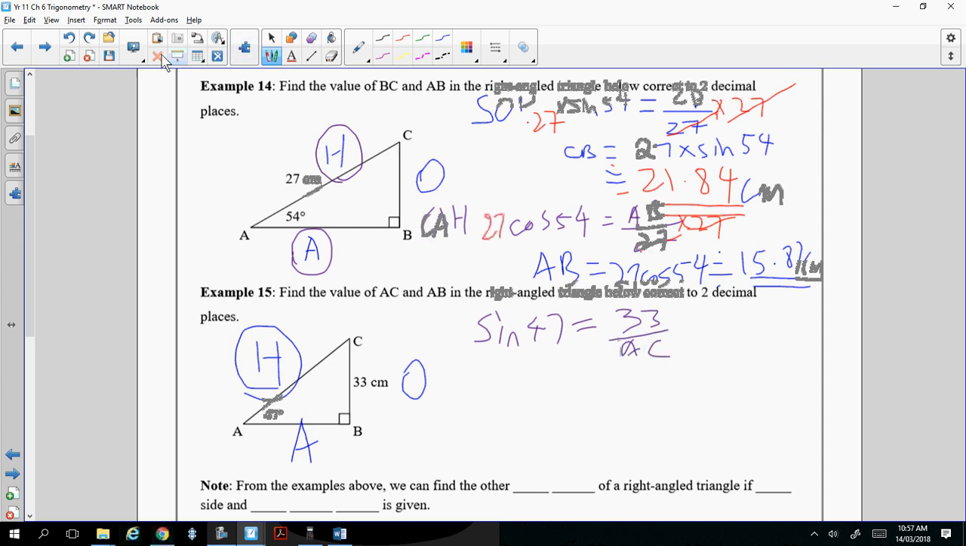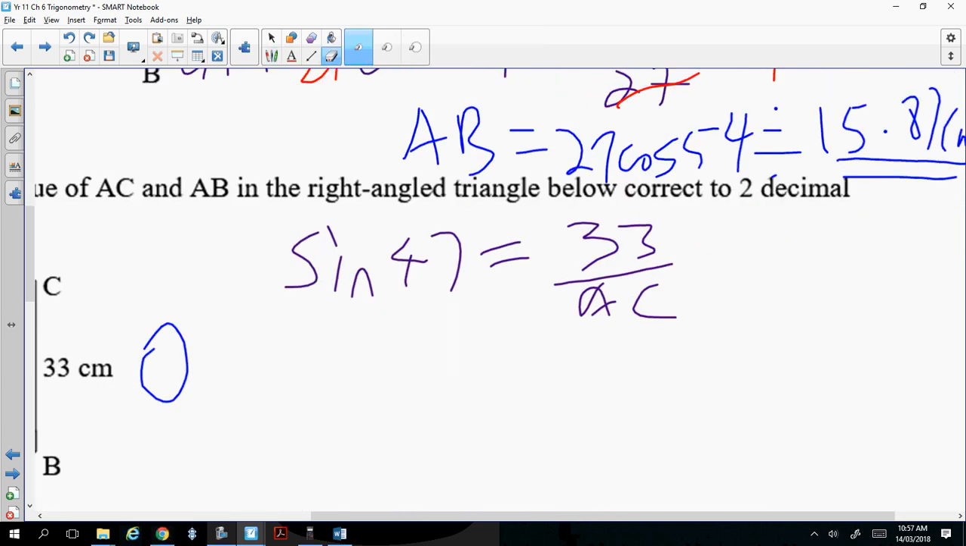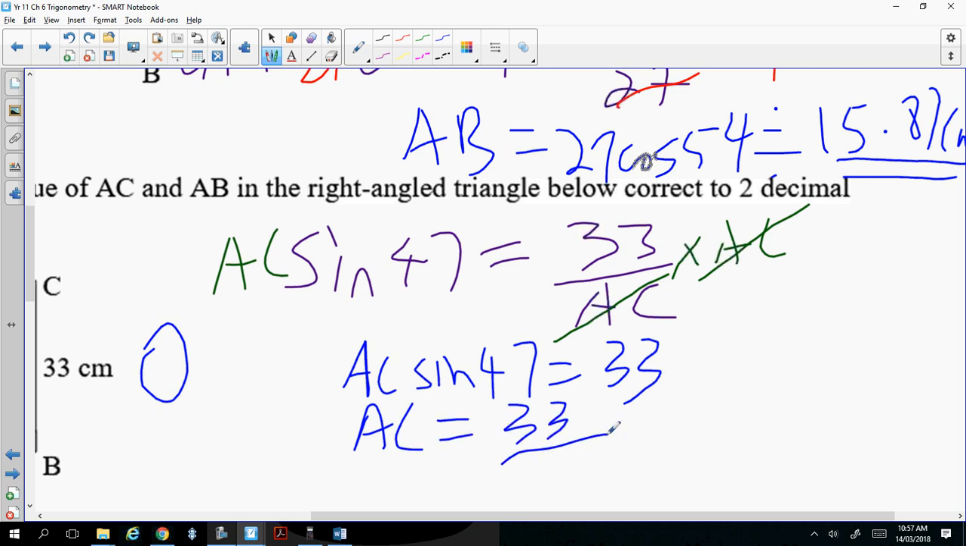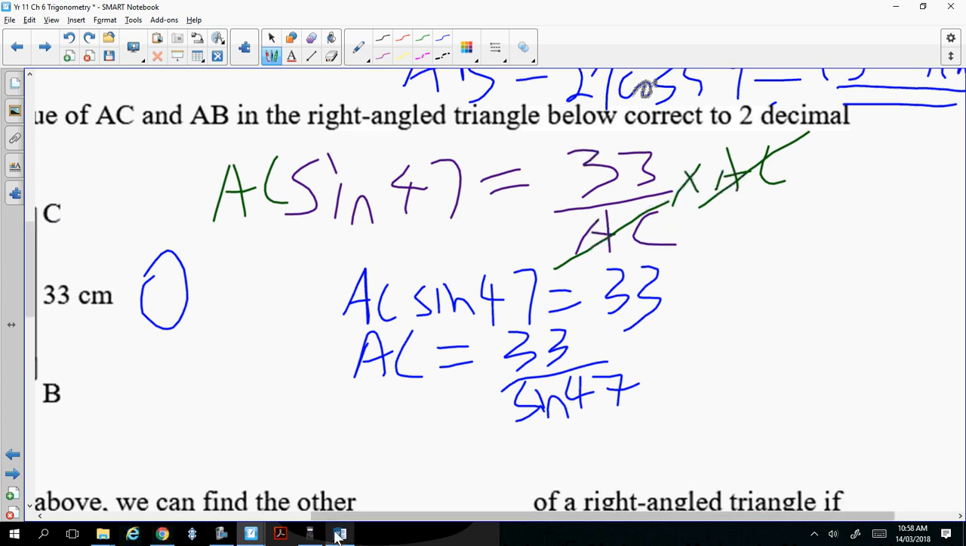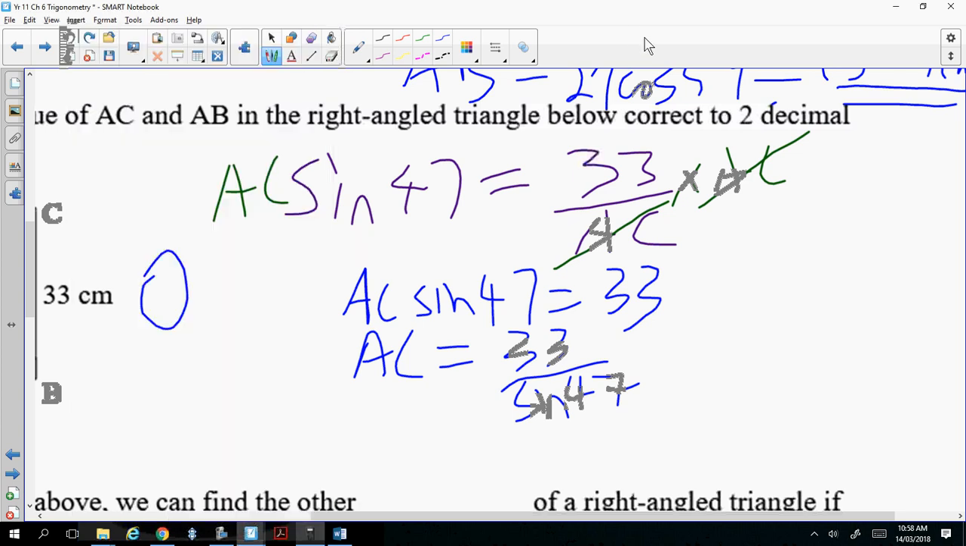So what you need to do is multiply both sides by the denominator like before, but this time it's a pronumeral you're getting rid of, and you have to do it in 2 steps. So AC times sine 47 is 33. To find AC, you have to divide 33 by sine 47 instead of times. Whenever you're finding an unknown in the denominator, you have to divide. So 33 divided by sine 47 gives the answer 45.12, correct to 2 decimal places. And similarly, find AB.